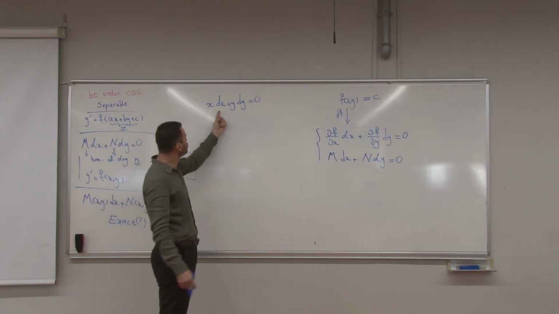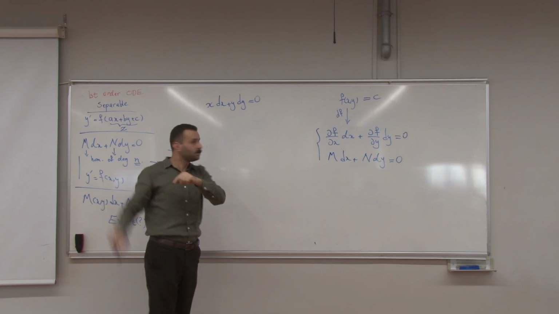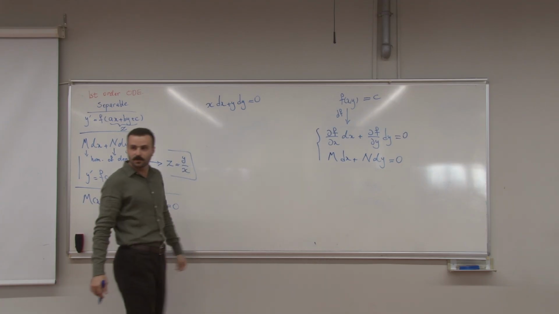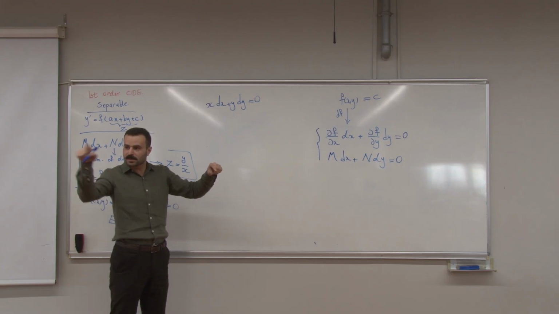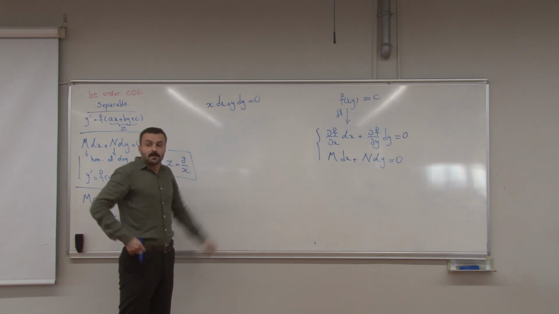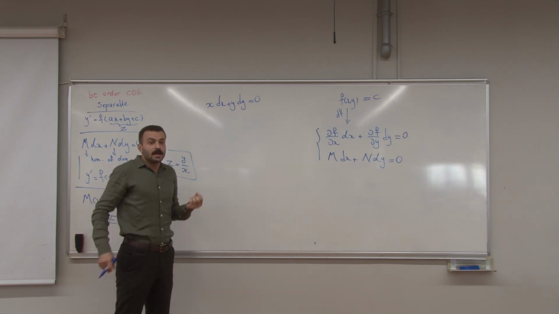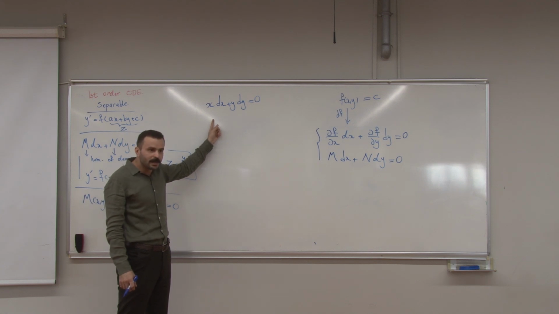This is actually dy divided by dx equal to minus x divided by y. Okay? Y prime is equal to minus x divided by y. This is that equation. So this is the first order differential equation. What we need to ask is this: is this separable or not? So is this separable? Yes, it is separable actually.